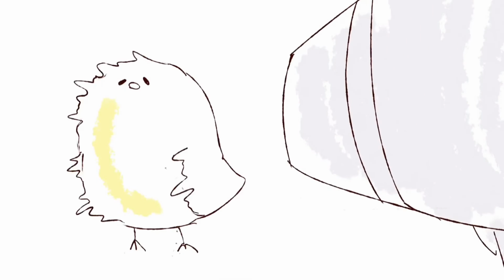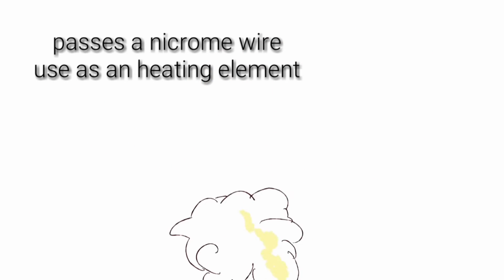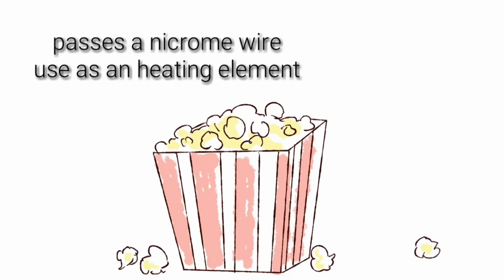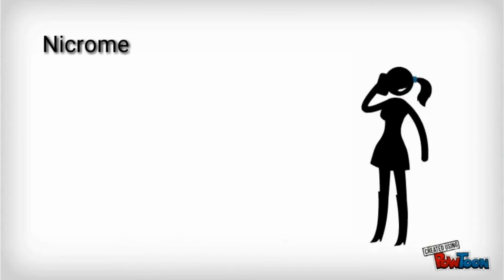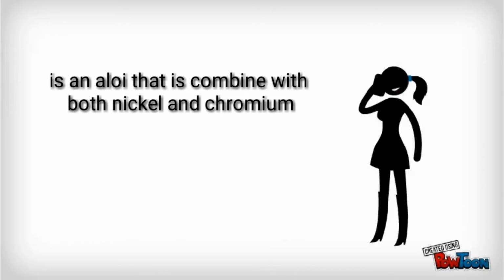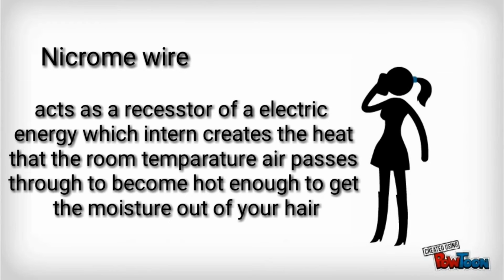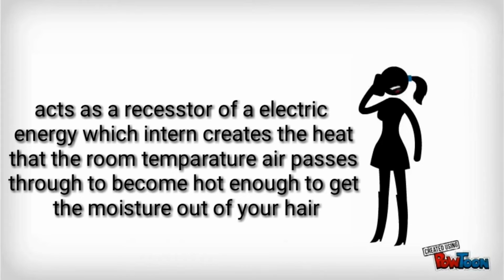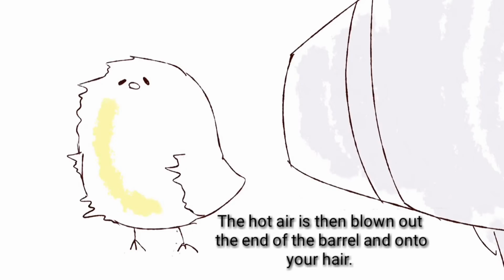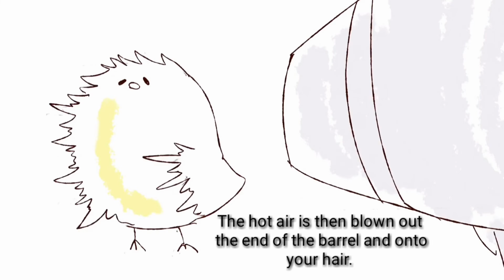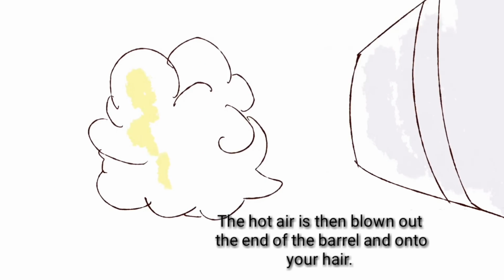Room temperature air comes into the hair dryer through the vents. The air then passes a nichrome wire, which is used as a heating element. Nichrome is an alloy that is combined with both nickel and chromium. The nichrome wire acts as a resistor of the electric energy, which in turn creates the heat that the room temperature air passes through to become hot enough to get the moisture out of your hair. The hot air is then blown out the end of the barrel and onto your hair.